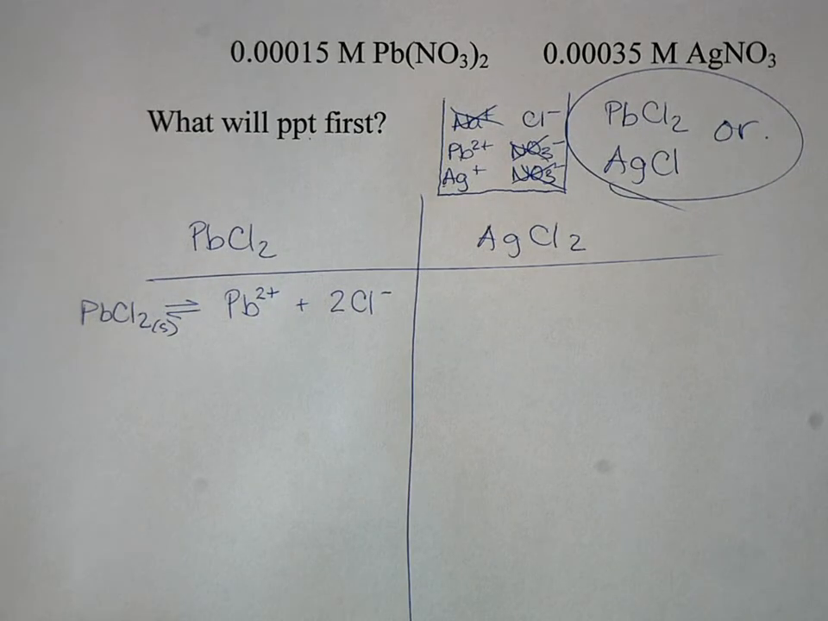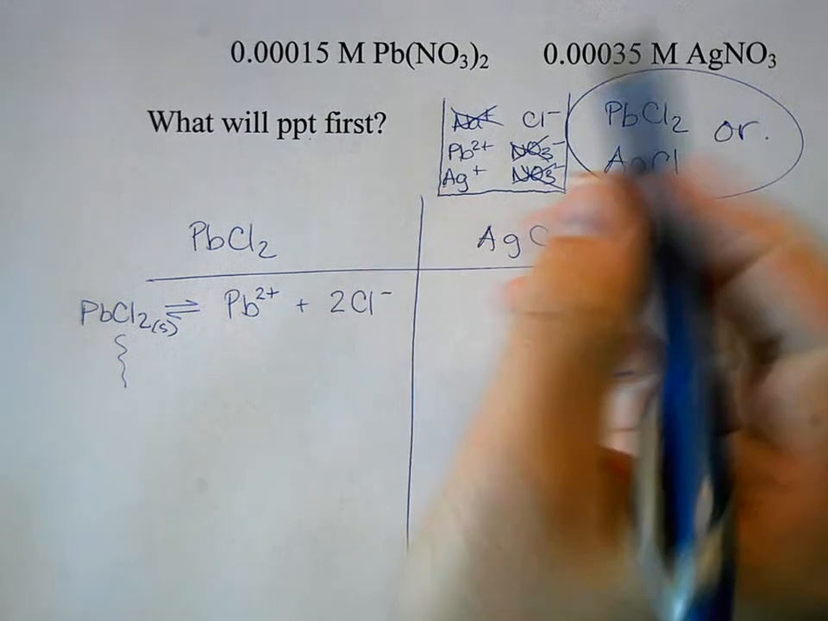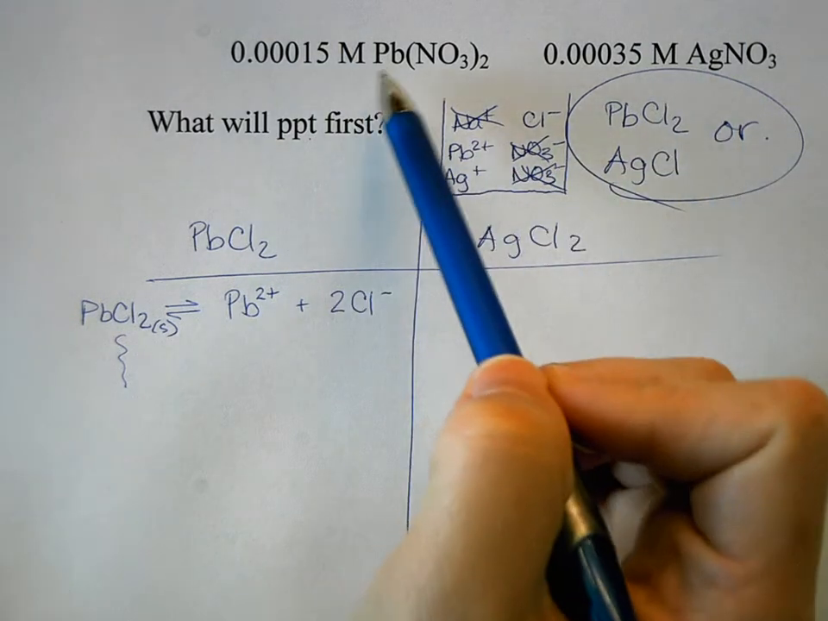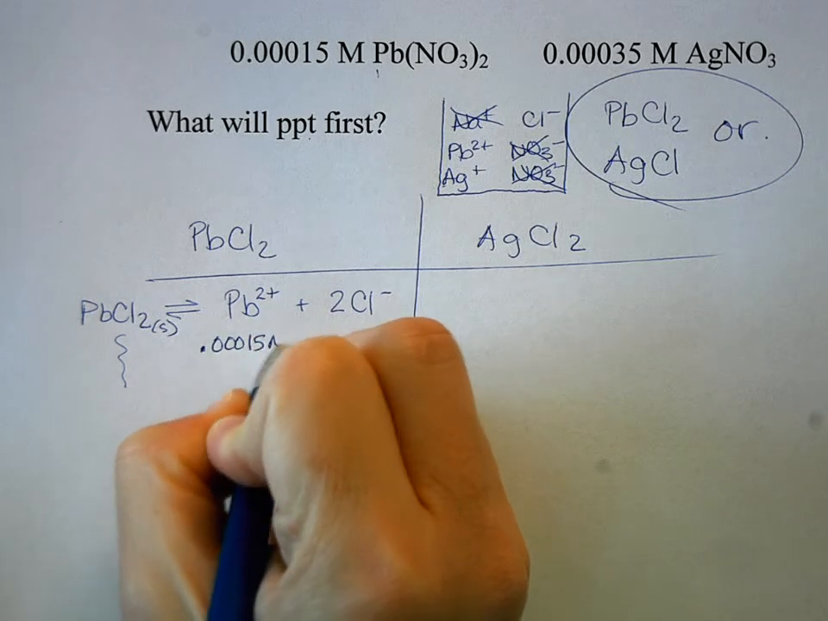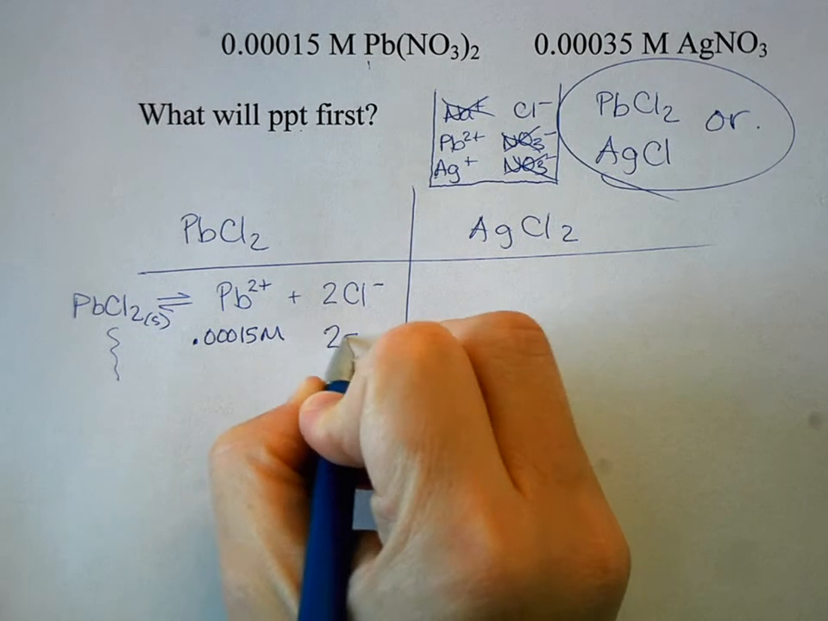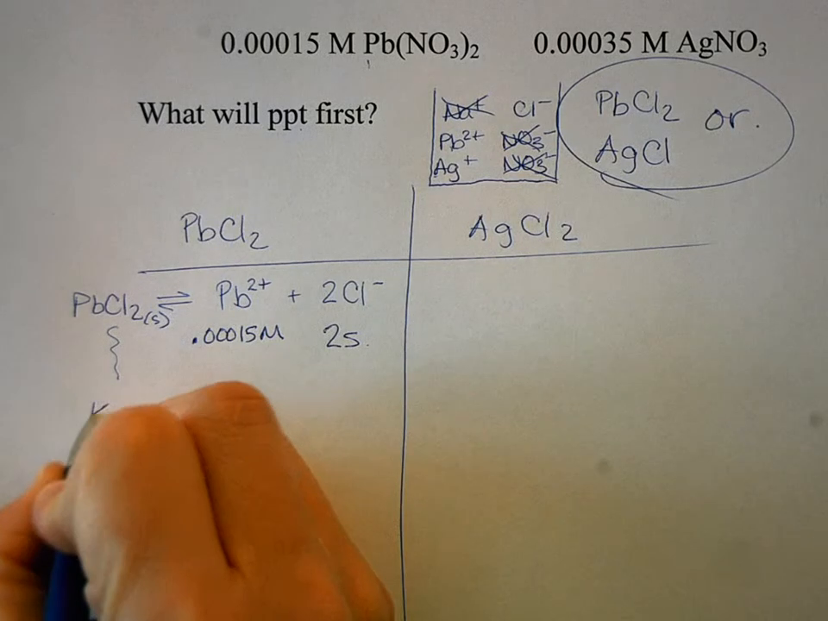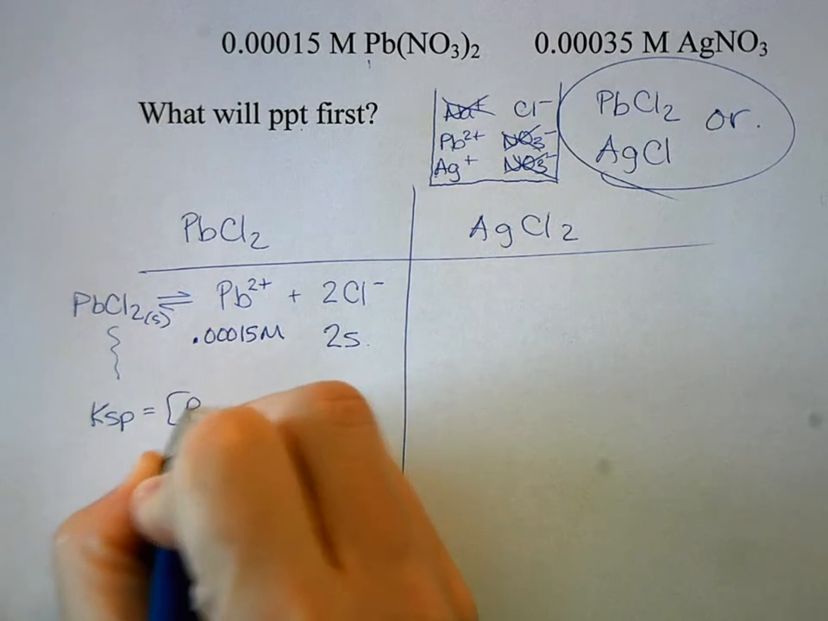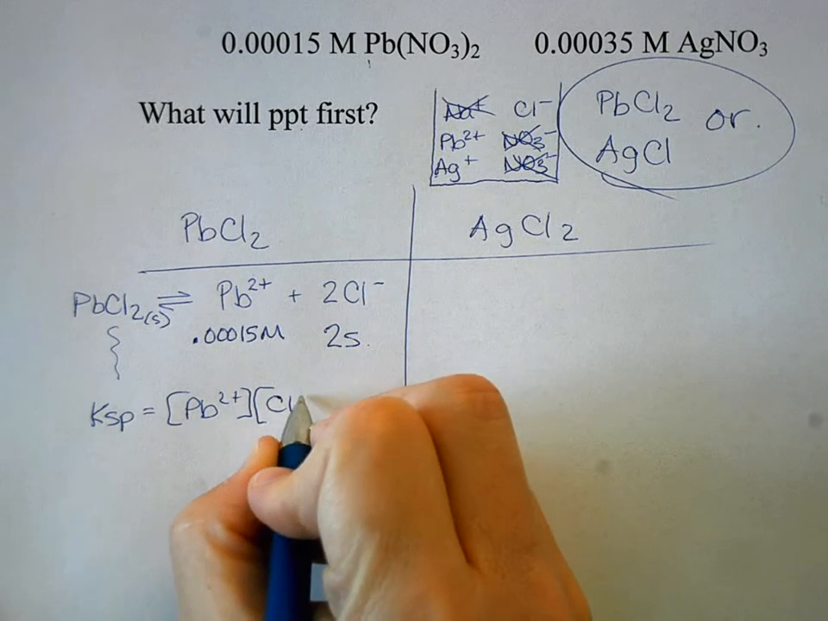And if I think about the concentrations of each at equilibrium, again, the solids don't matter. For lead, which comes from lead nitrate, I have 0.00015 molar of this. Chloride ions, I don't know how much of those I have, so I'm going to write 2S right there. My KSP is equal to my concentration of lead multiplied by my concentration of chloride ions squared.